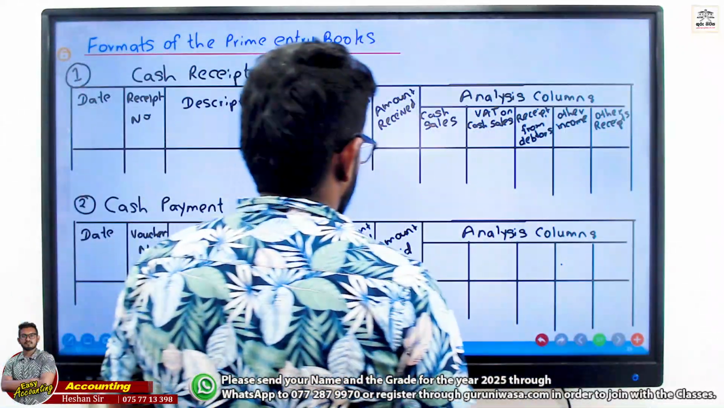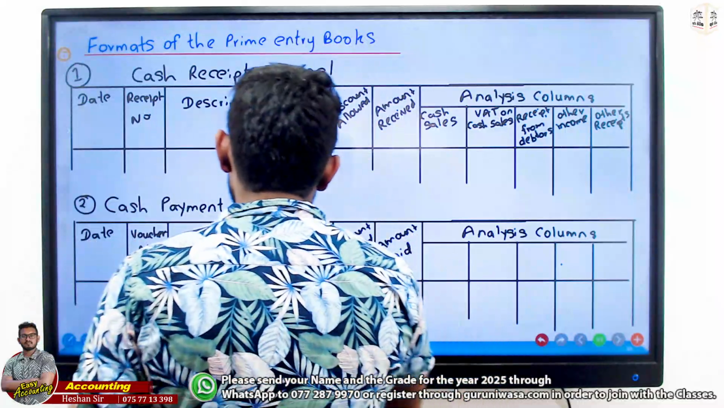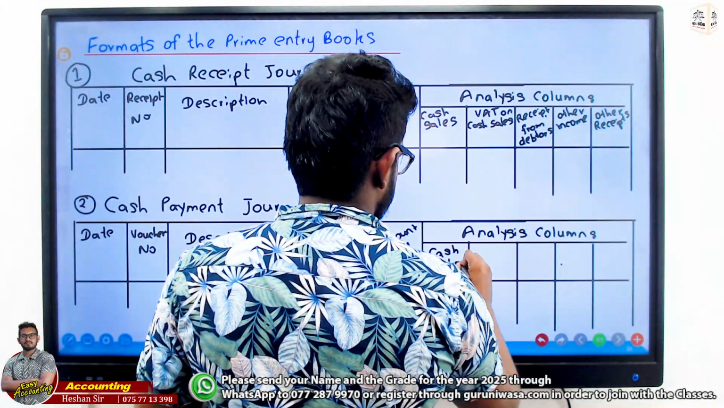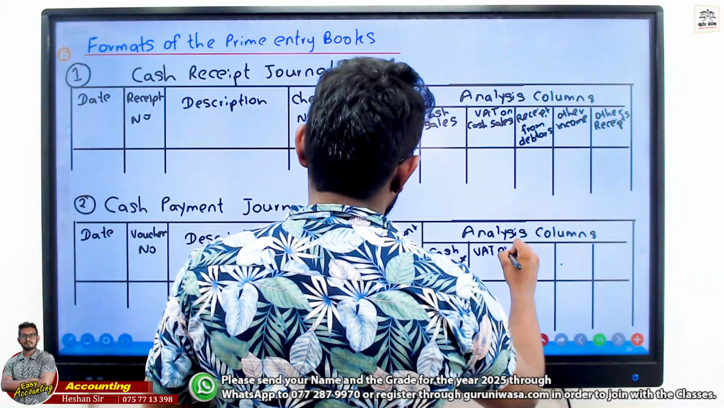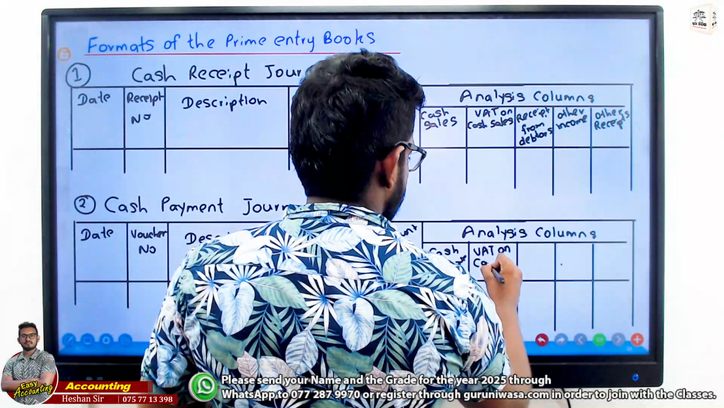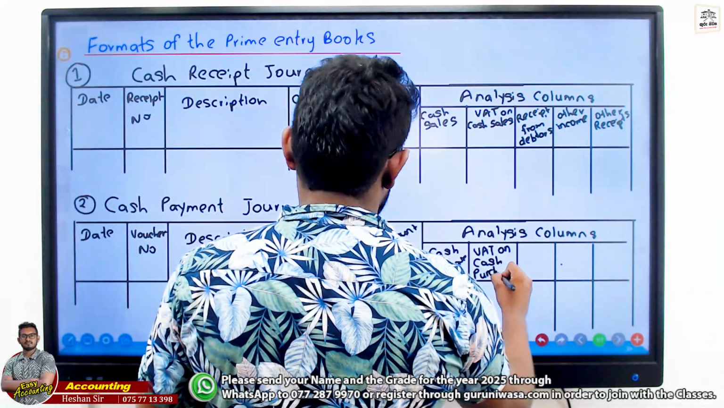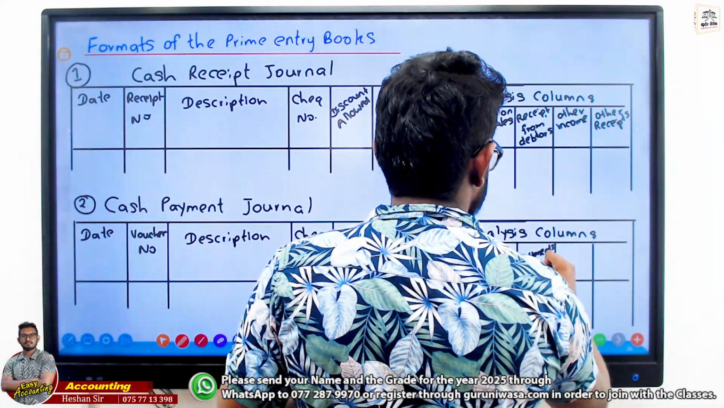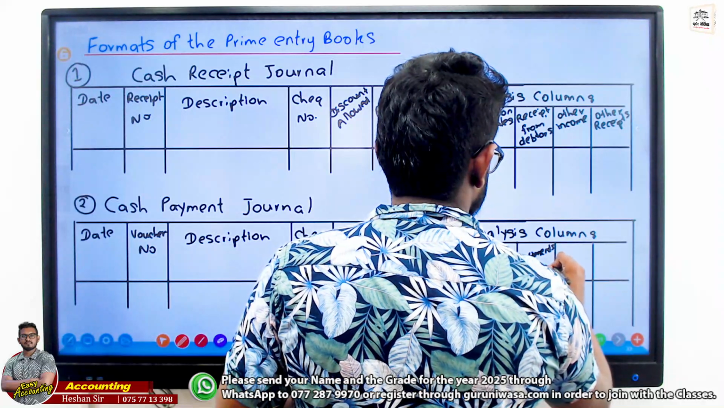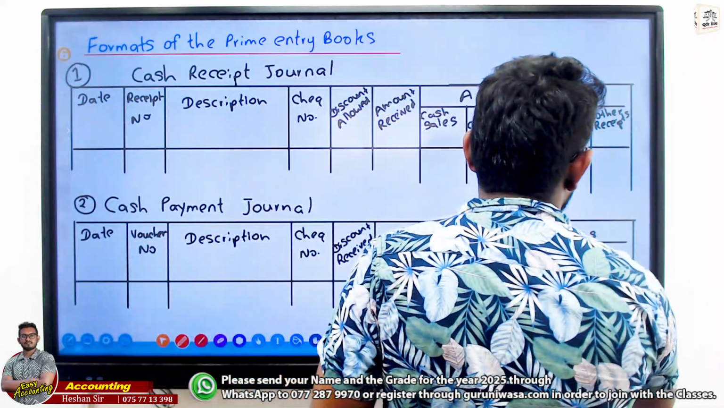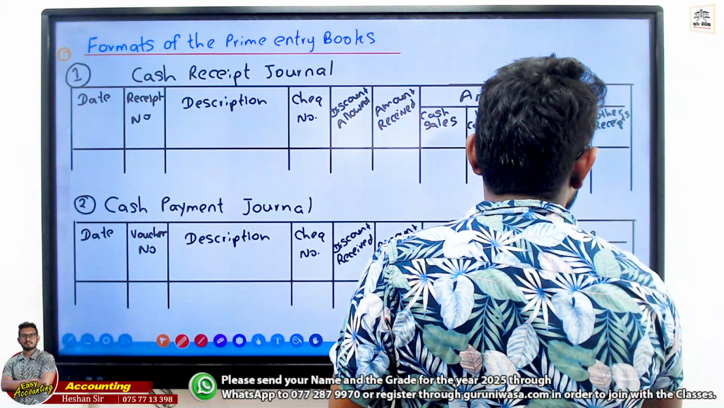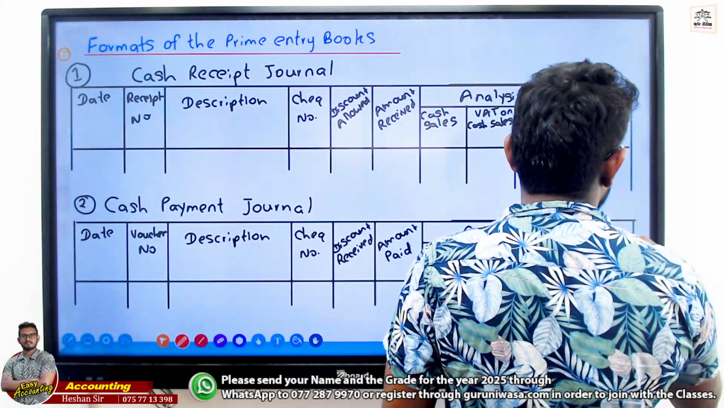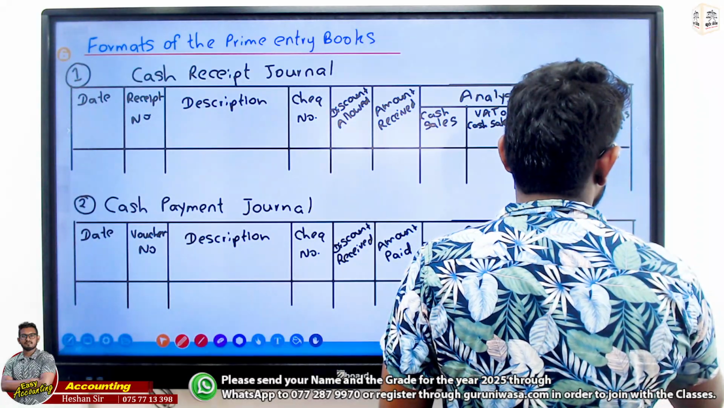So what are the cash payments? Cash purchase. VAT on cash purchase. Payments to creditors. Other expenses. And other payments. Right?